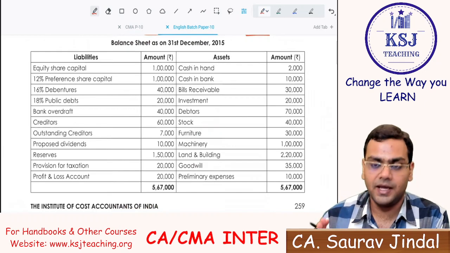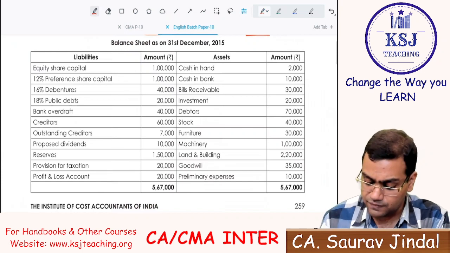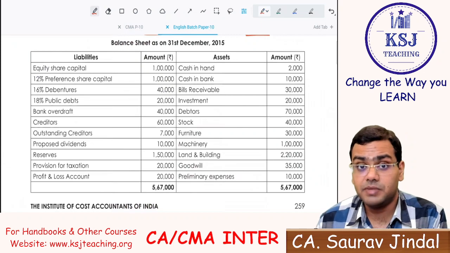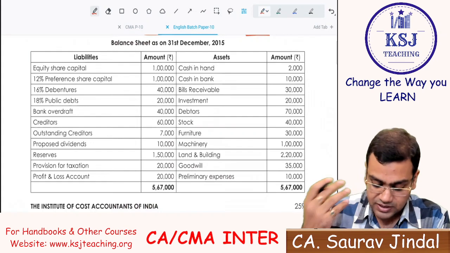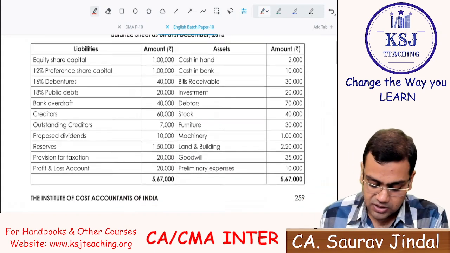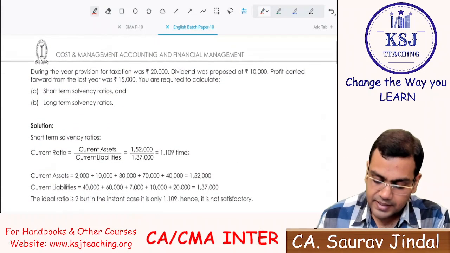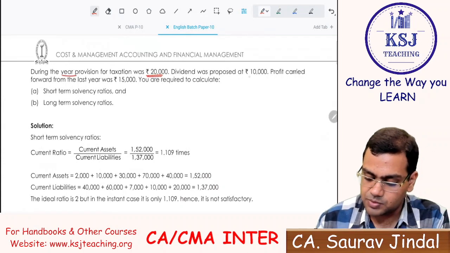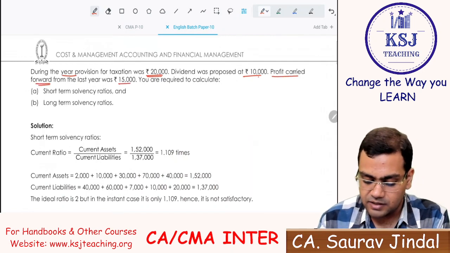Cash in hand, cash in bank, bills receivable, investment, debtor, stock, furniture, machinery, land and building, goodwill, preliminary expenses, then equity share capital, 12% preference share capital, debentures, public debts, bank overdraft, creditors, outstanding creditors, proposed dividend, reserves, provision for taxation, and profit and loss account. Clear? Then he says, during the year, the provision for taxation was 20,000, dividend was proposed at 10,000, profit carried forward from the last year was 15,000.